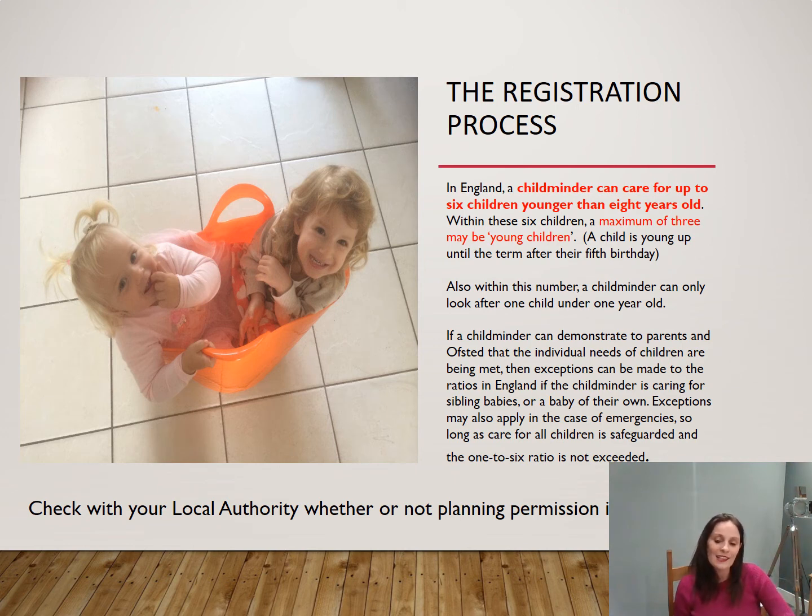If a childminder can demonstrate to parents and Ofsted that the individual needs of children are being met, then exceptions are made. For example, if you're caring for sibling babies, continuity of care, but it's up to you to demonstrate how you can do that and that all the children in your care are safeguarded. Also, check with your local authority whether or not planning permission is required.